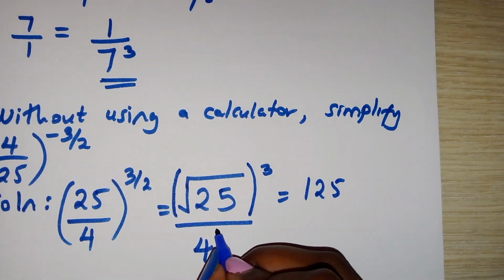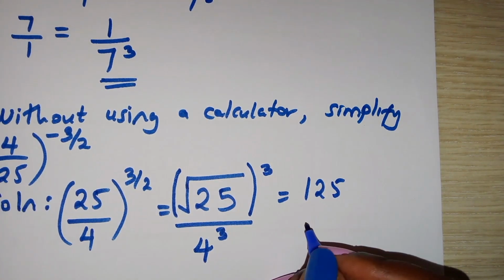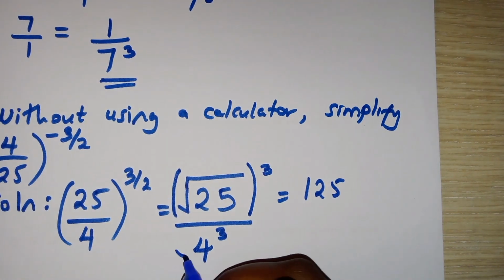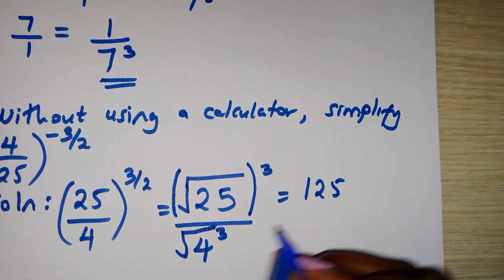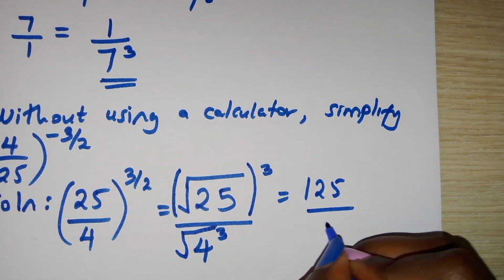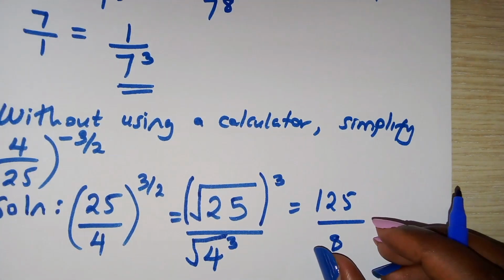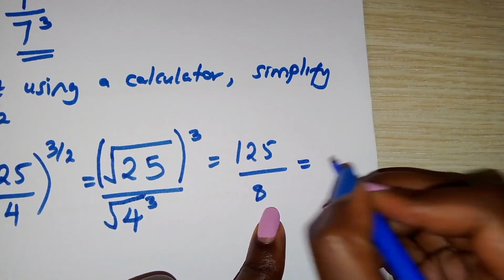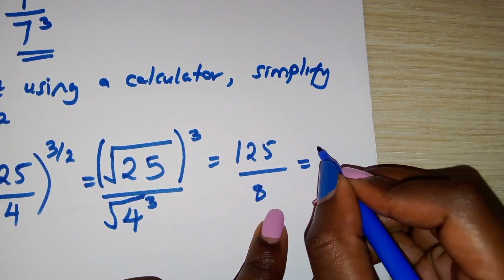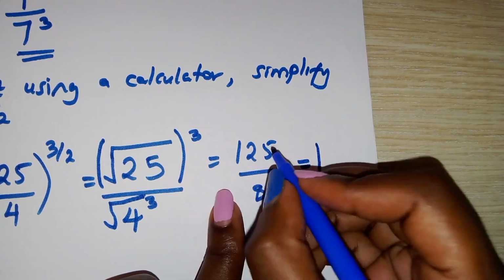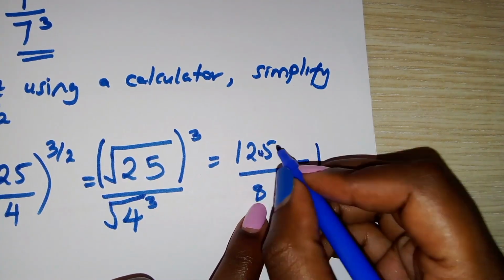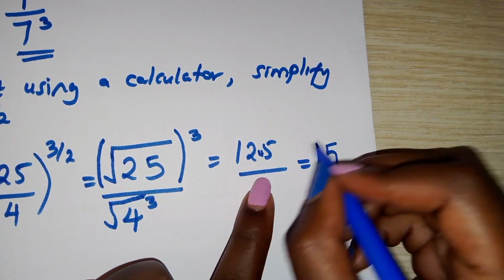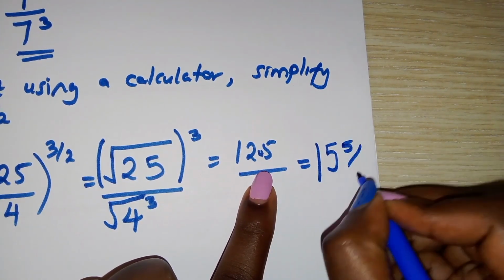Maybe we can do 4 cubed. So 4 times 4 is 16, 16 times 4 is 64. So now we do the square root of 64, which is 8. You can leave your answer as this, or you can simplify it. So 8 goes into 125 fifteen times, remainder 5, giving 15 and 5/8.